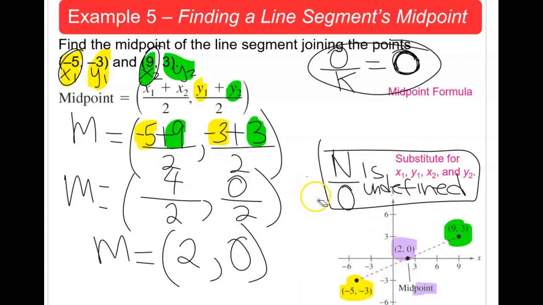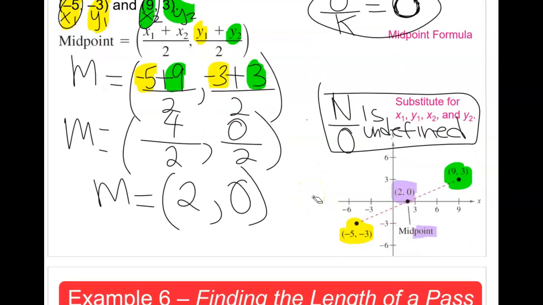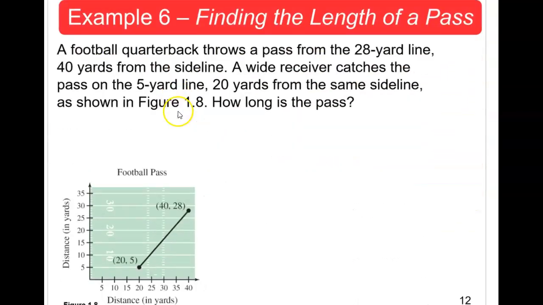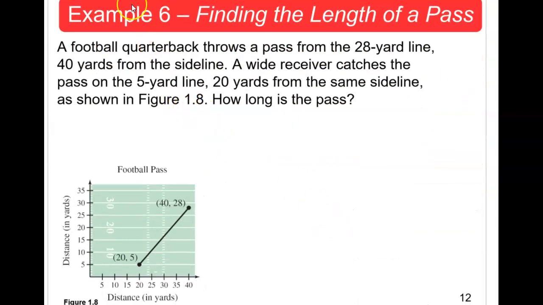Okay, so moving on from here, we got 2, 0, and you could see the point right here, midpoint, and is exactly halfway. Average of the x's, average of the y's. So our last problem here will be to find the length of a pass, and it will be a pass in a football field from a football quarterback and a wide receiver.